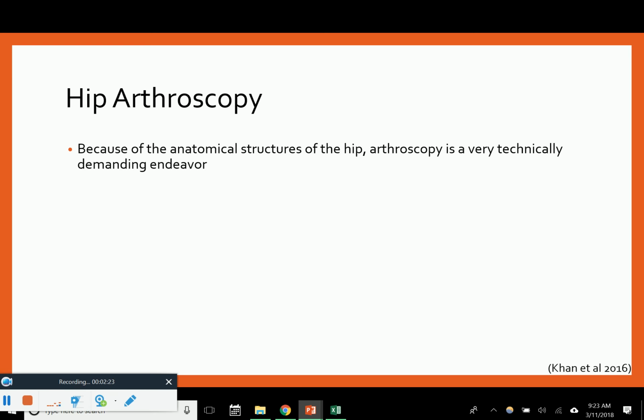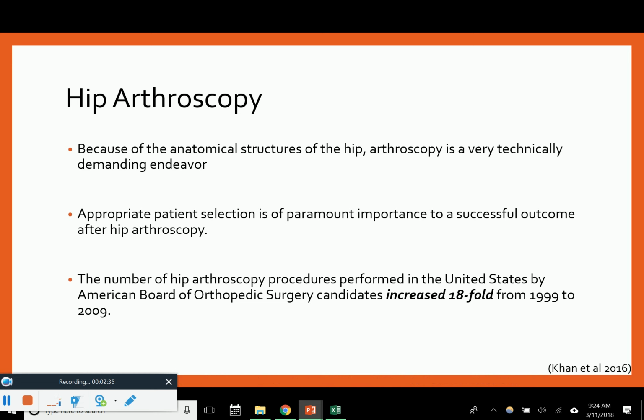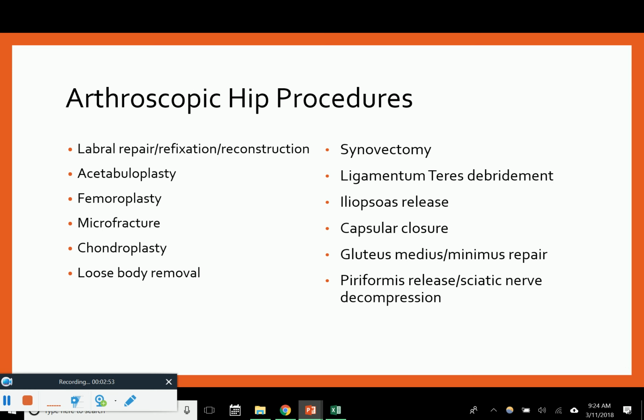Now, if we get into hip arthroscopy, because of the anatomical structures of the hip, arthroscopy is a very technically demanding endeavor. Appropriate patient selection is of paramount importance to a successful outcome after hip arthroscopy, and the number of hip arthroscopy procedures performed in the United States by the American Board of Orthopedic Surgery candidates increased 18-fold from 1999 to 2009, and that's due to a great acceleration of technology and arthroscopic techniques.